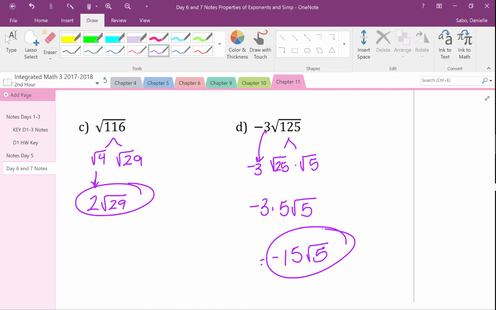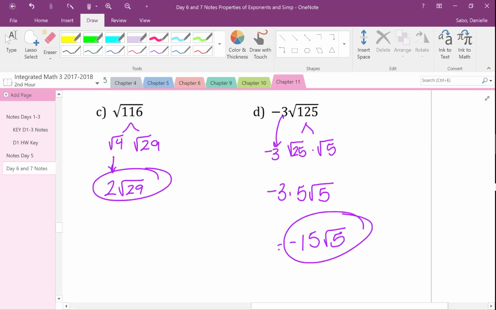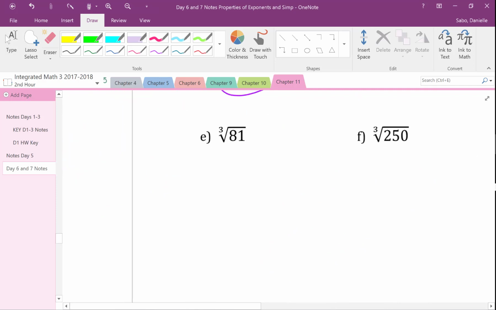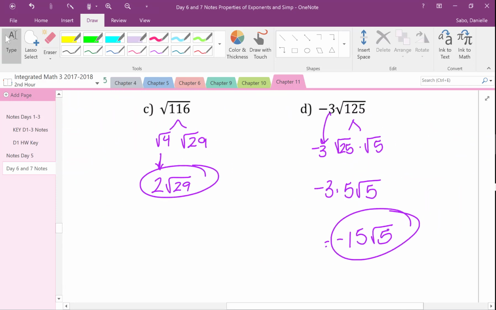Okay, now these next ones are not exactly the same because we no longer have a square root. We have a cube root. Wait, can you go back? Yes, I can. Is that a negative 3? It is. Because of the -3 on the outside.